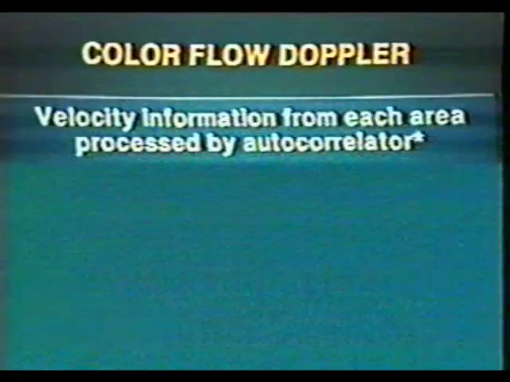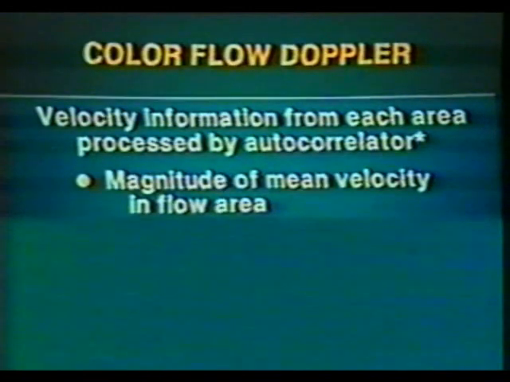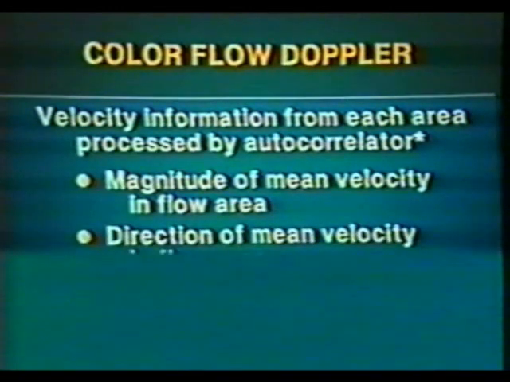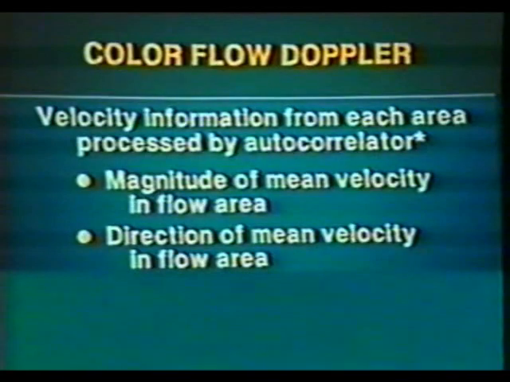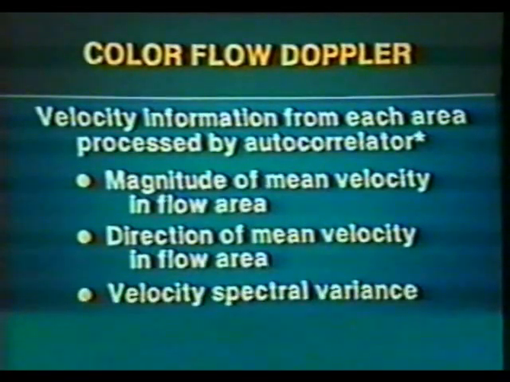Velocity information is received from each of these sampling sites, and an autocorrelator analyzes it, converts it via a color code, and displays the color information in real time, simultaneously with the 2D images of the heart. The velocity information that is obtained from each of these small sample volumes includes the magnitude of the velocity, the mean direction of the velocity within the sample, and the spectral variance, which is a measure of the degree of turbulence.